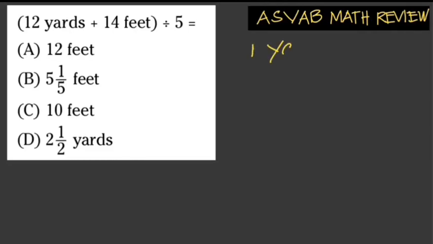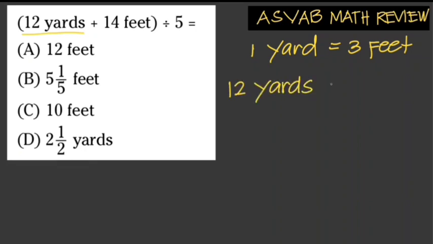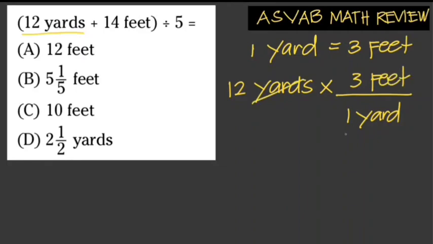So 1 yard is just equal to 3 feet. We have 12 yards here, so let's just convert 12 yards to feet. So 12 yards times 3 feet per 1 yard. This cancels out, and you'll be left with the unit feet. So that will be 12 times 3, which is just equal to 36 feet.